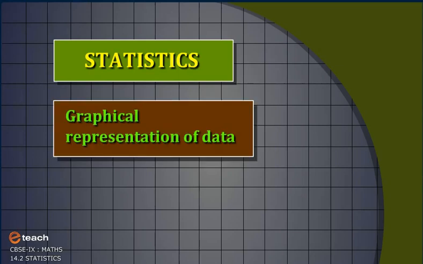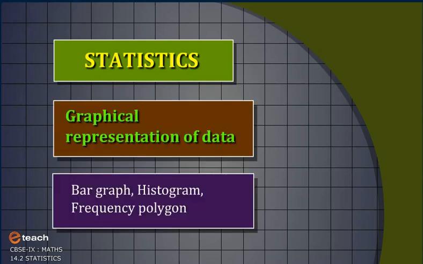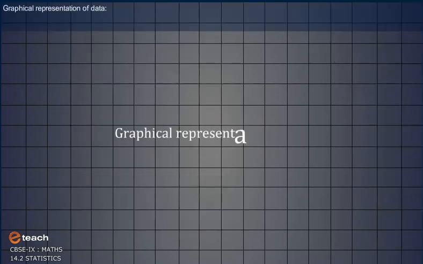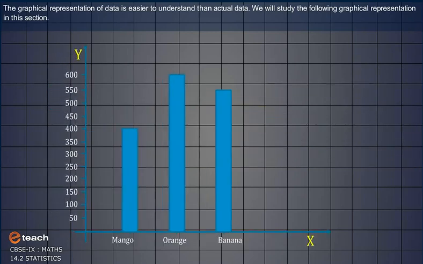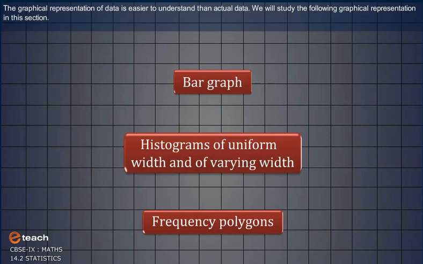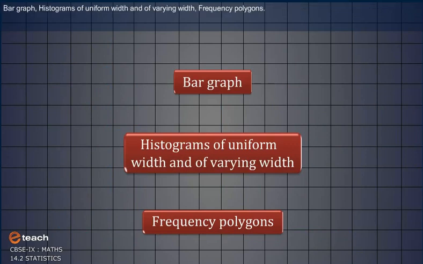Graphical representation of data: bar graph, histogram, frequency polygon. The graphical representation of data is easier to understand than actual data. We will study the following graphical representations in this section: bar graph, histograms of uniform width and of varying width, and frequency polygons.